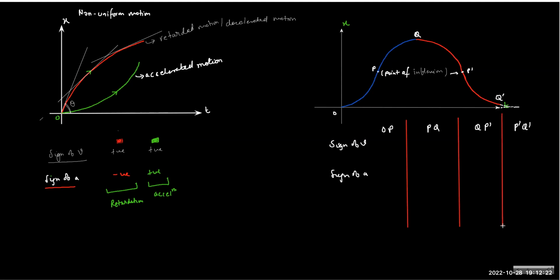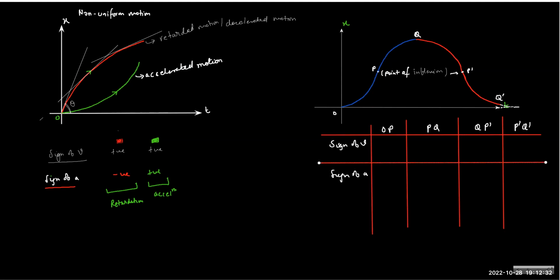So this is the most difficult part for you. And once you comprehend this part, then it means you are okay with the acceleration-time graph. You can describe and understand it really well. So OP. In the O to P part, what is the sign of V? And to know the sign of V, we just check the slope.